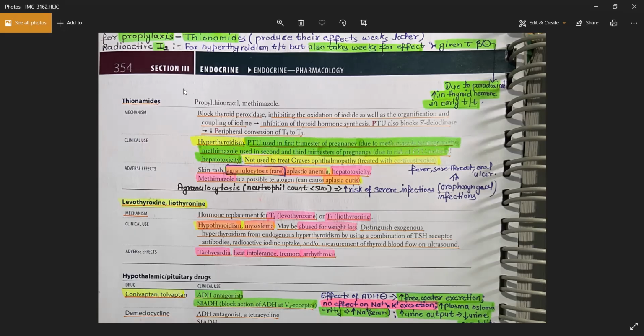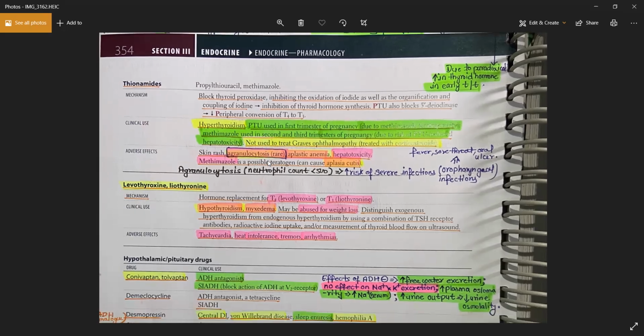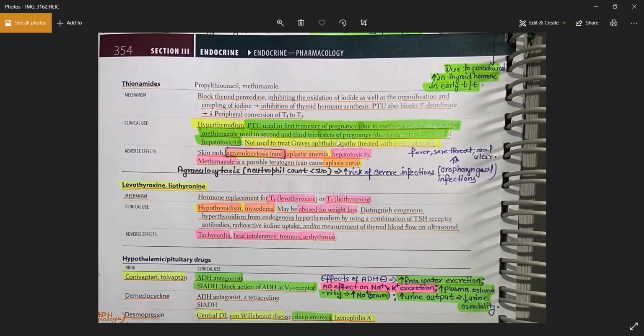But because this is a very hepatotoxic drug, you cannot give it for a much longer duration, right? So just after the first trimester, you stop the PTU and switch the patient to methimazole, and this is to prevent the hepatotoxicity. So for any pregnant female, you first give PTU in the first trimester, and when the first trimester is over, you give methimazole to prevent the hepatotoxicity. You cannot give methimazole first because it is highly teratogenic. Very important.